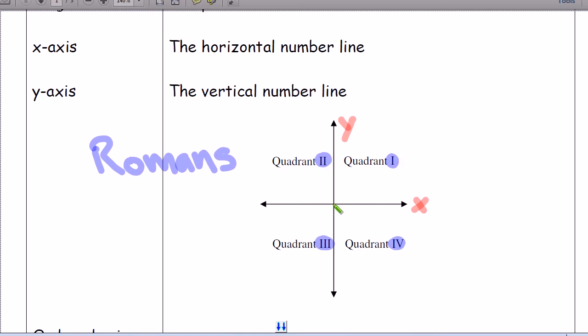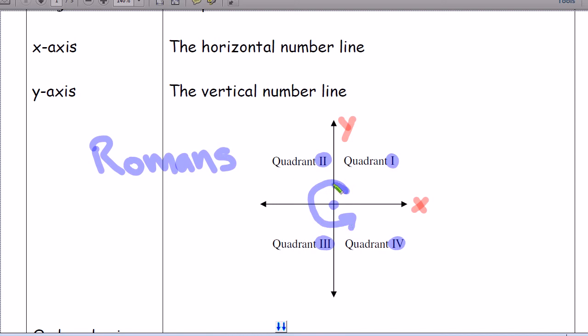1, 2, 3, and 4. Now, the way that I always remember this is I always tell everybody to look at the point of origin, this point right here, the one where the x and the y intersect, where they meet. That's the point of origin. So if this is my origin, I'm going to draw a C around that point of origin.